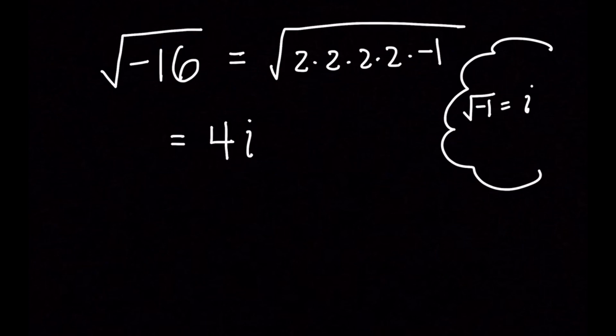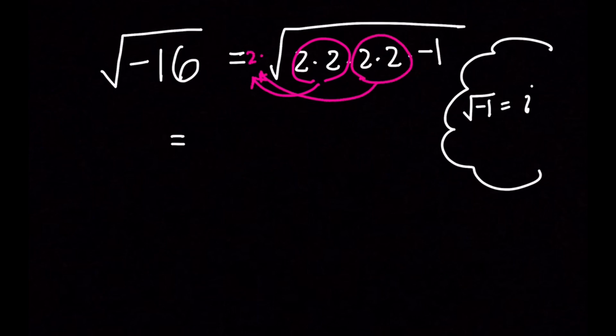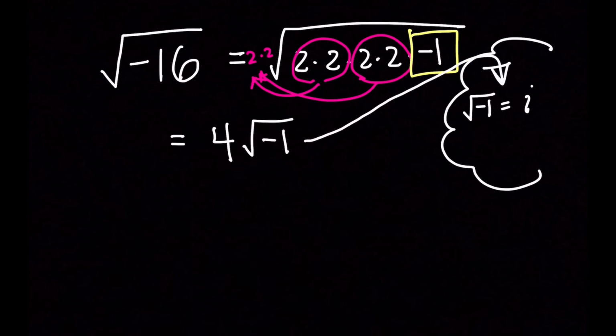If you feel like I skipped a step, this really means, again, taking every set of 2, 1 comes out. So that's 2 times 2, that's 4. Then I still have my single negative 1 in there, so square root of negative 1. And as noted, square root of negative 1 is i, therefore my final answer is 4 times i. Final answer.